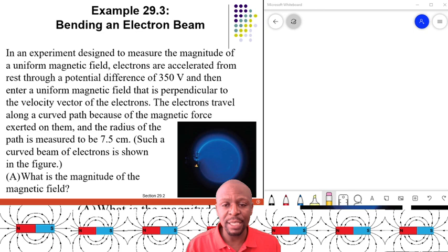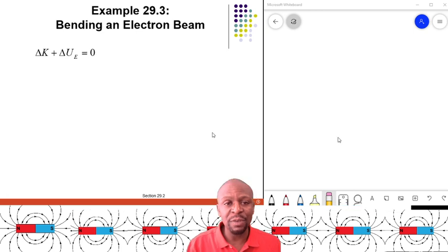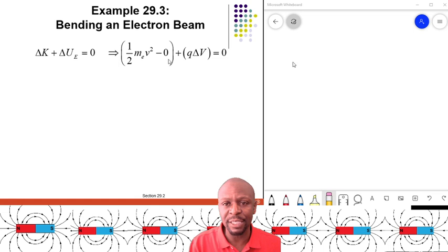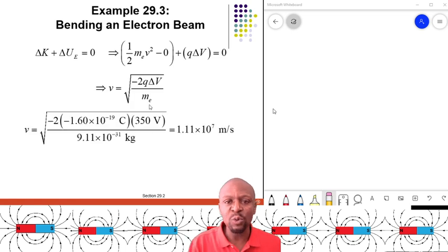Now, when you solve the problem, because the electron is moving from rest, you just have to use the conservation of energy. Because you are looking for the velocity, the change in potential energy is q times the potential difference, and the initial kinetic energy is zero because the electron starts from rest. Now, when you make v the subject of the formula, this is what you are going to have. And when you substitute the values, you will get 1.1 times 10 to the power 7 meters per second.